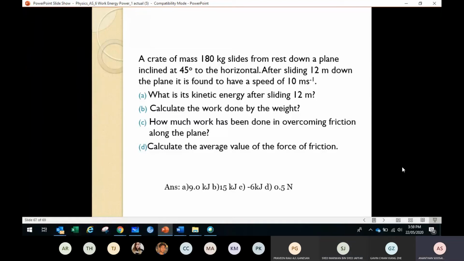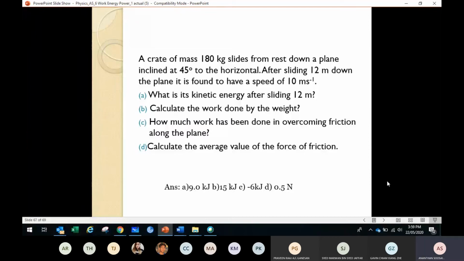Okay, so A, good, not much of a problem. B, calculate the work done by the weight. What is work done by the weight? Work done by the weight is mg sine theta times s, right? The component along the inclined surface multiplied by the distance travelled along the surface.